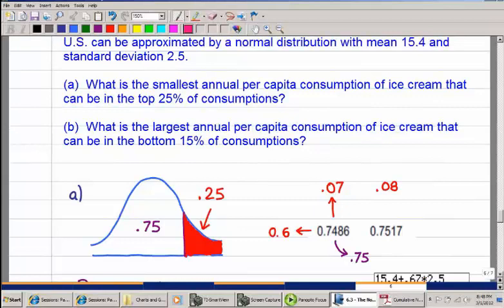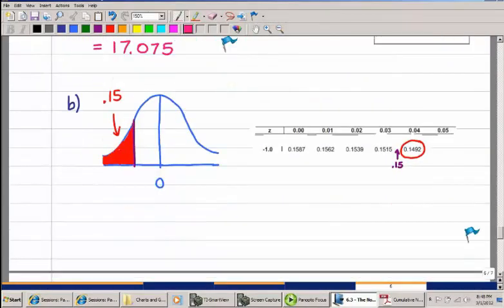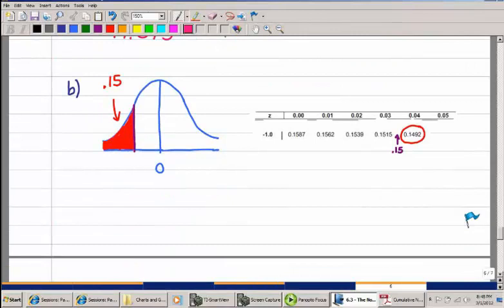Now, part B, largest amount that can be in the bottom 15%. So now we're saying essentially the top of the bottom 15%. Like, for example, you couldn't really say the top of the top 25% because it kind of goes on forever, or you couldn't say the bottom of the bottom 15%. But you can say bottom of the top or top of the bottom. And here's my graph. So actually the top of the bottom 15%, that's just the 15th percentile, whenever it's worded like that. The top of the bottom is the 15th percentile.